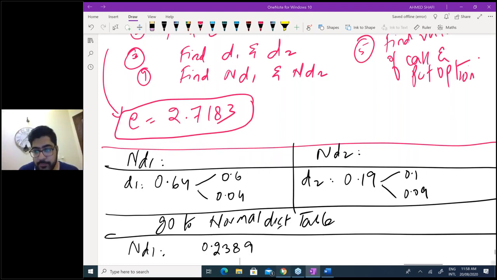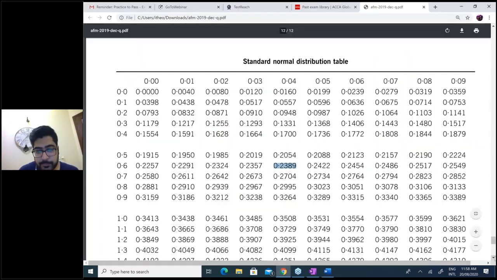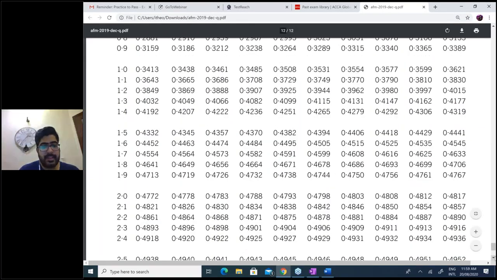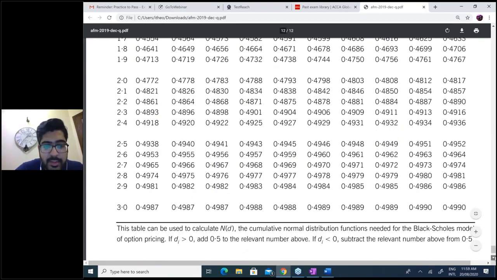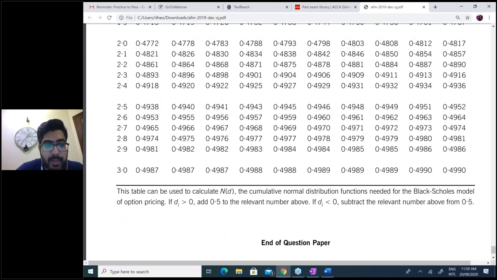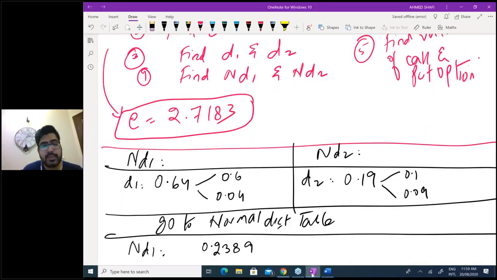But read this note also. This table can be used to calculate N(d), the cumulative normal distribution function needed for the Black-Scholes model. If d is greater than 0, meaning positive, add 0.5 to the relevant number above. If d is less than 0, negative, subtract the relevant number from 0.5. Was your D value positive or negative? Your D value was positive 0.64. So add 0.5 to the relevant number above. This makes it 0.7389.